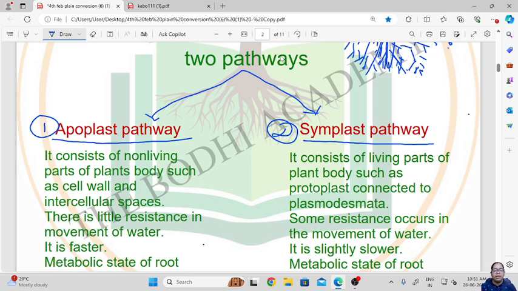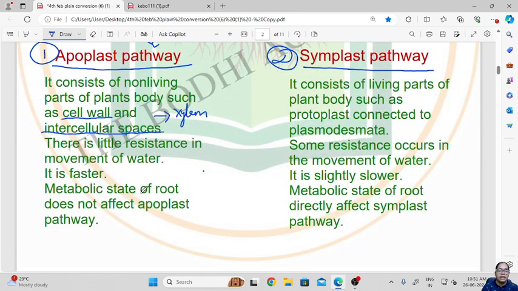The first pathway is the apoplastic pathway. It consists of non-living parts of the plant such as the cell wall and intercellular spaces. In the apoplastic pathway, the water will be transported to the xylem through the cell wall and the intercellular spaces. So water will travel through the cell wall and intercellular spaces to reach the xylem. There is little resistance in the movement of water. It is fast, and the metabolic state of the root does not affect the apoplastic pathway.